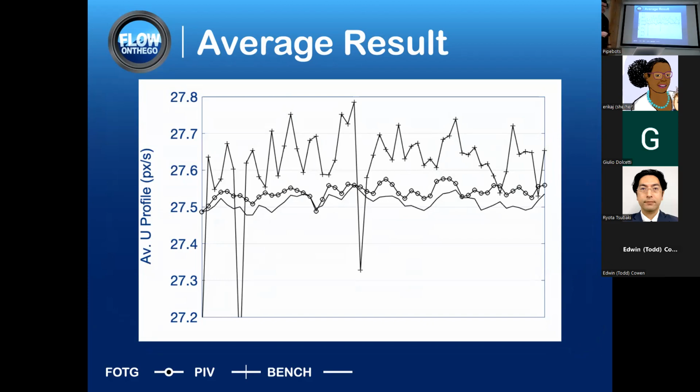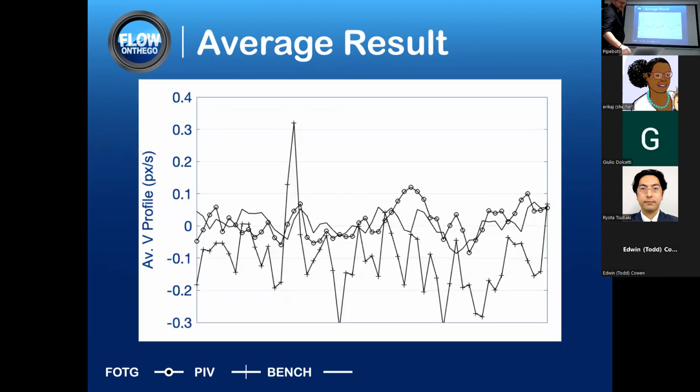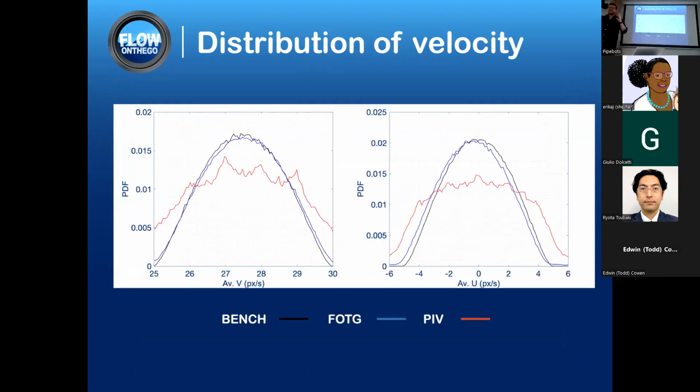So that's a simplistic way of looking at it. Next, we can look at how this is distributed. Often people are wondering about how these velocity distributions fit. Again, PIV is under-predicting, and we've got Flow on the Go, which is fitting quite well to the benchmark. Okay. So it's looking quite good for that idealistic case.